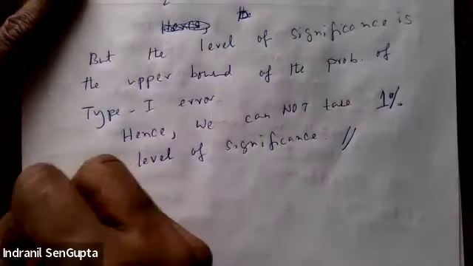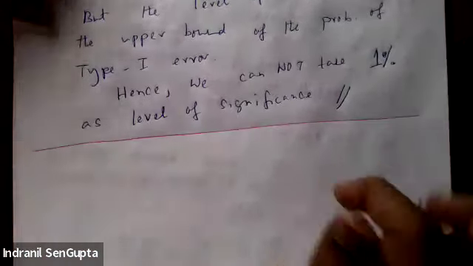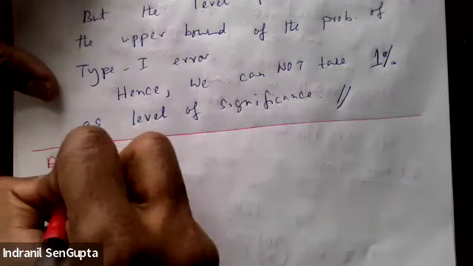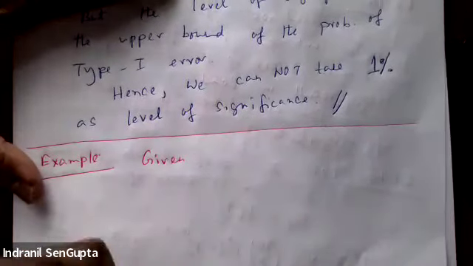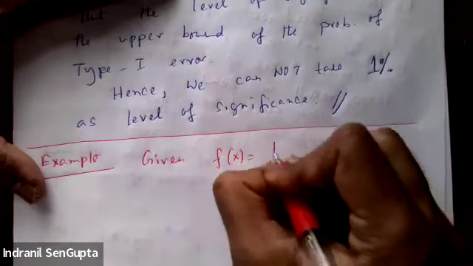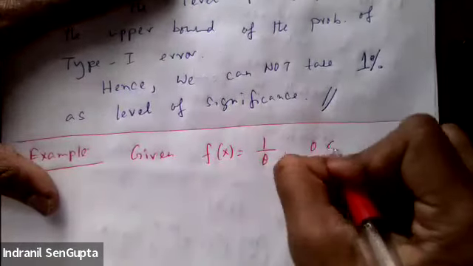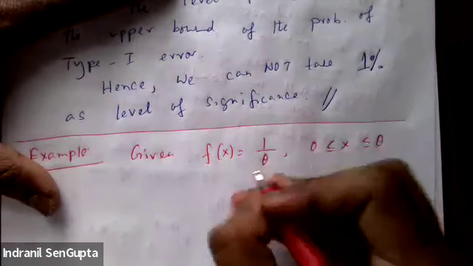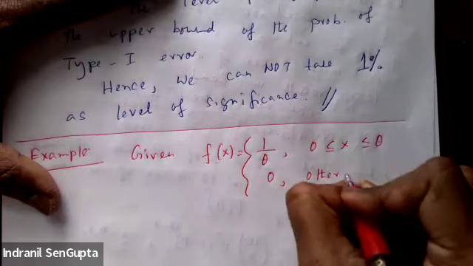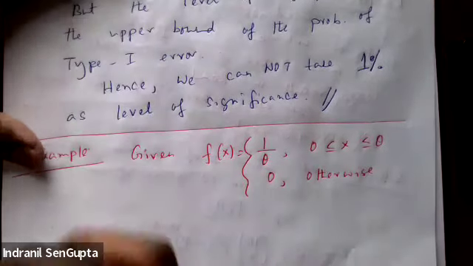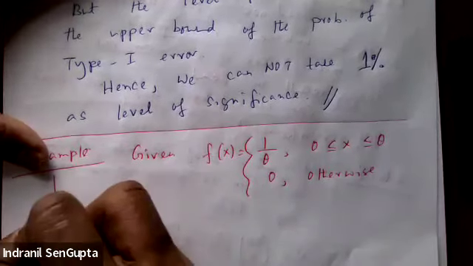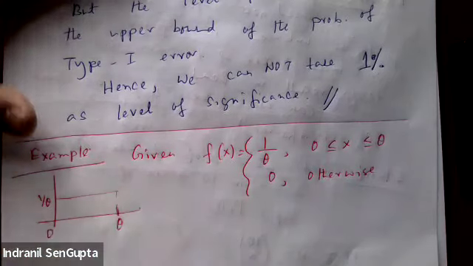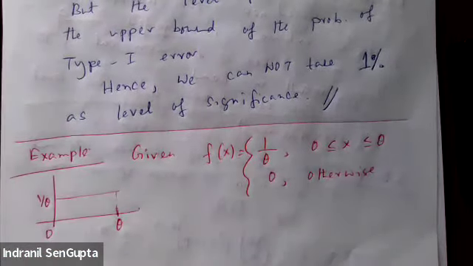All right, so let's now solve another one. Example: suppose given f of x equals 1 over theta, where 0 less than x less than theta, and 0 otherwise. Basically, we are talking about a uniform distribution between 0 and theta, so the value is 1 over theta.